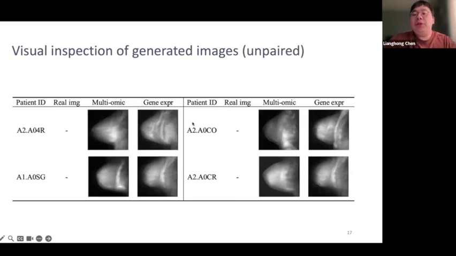We then perform visual inspection for patients in the unpaired set. Patients in the unpaired set do not have real images, but we compare the similarity between images synthesized from multi-omic data and the images synthesized from gene expressions. We synthesize images for all 693 patients without MRIs, and here we show the synthesized images of randomly selected patients. We found the 2 synthesized images of each patient have a similar breast shape, structure, shadow, and highlights.